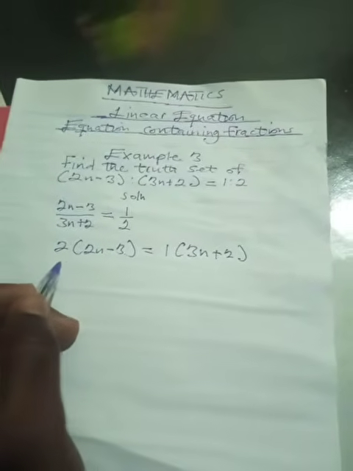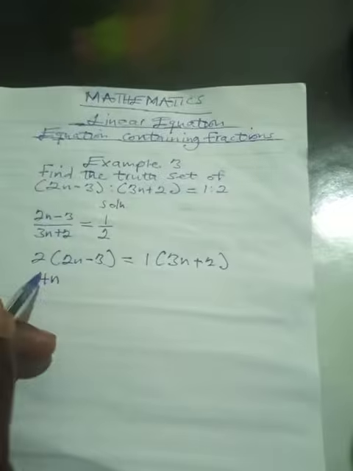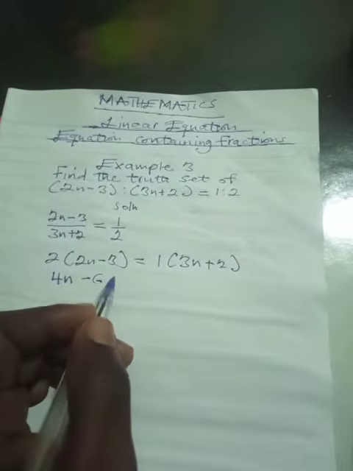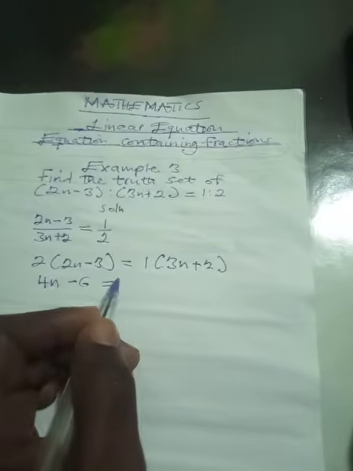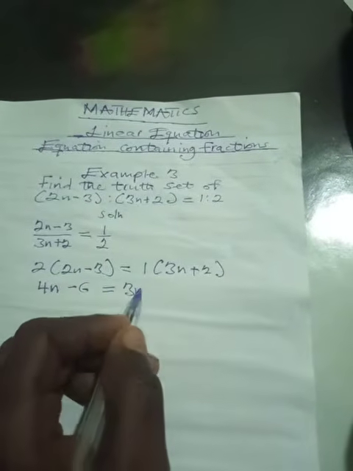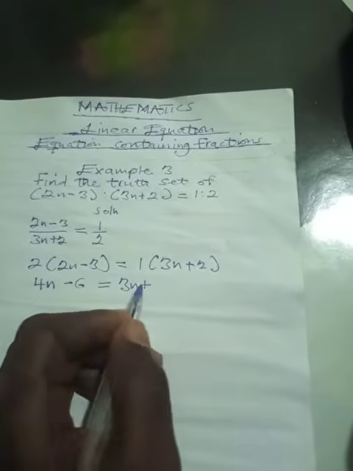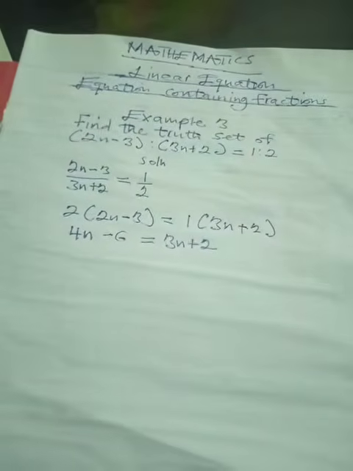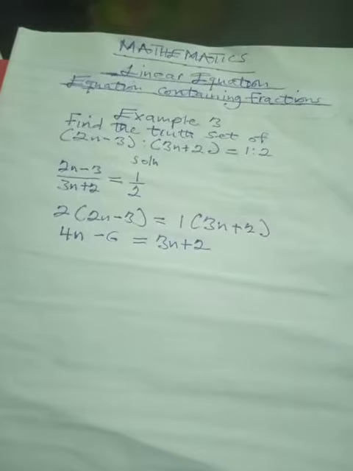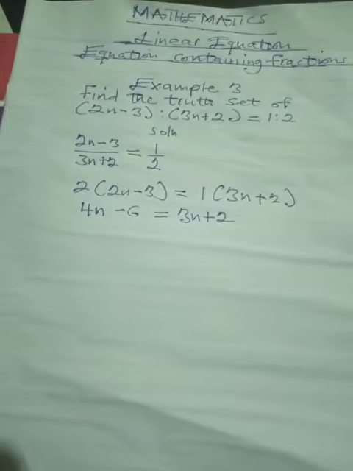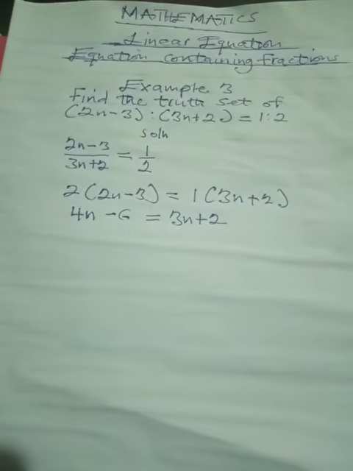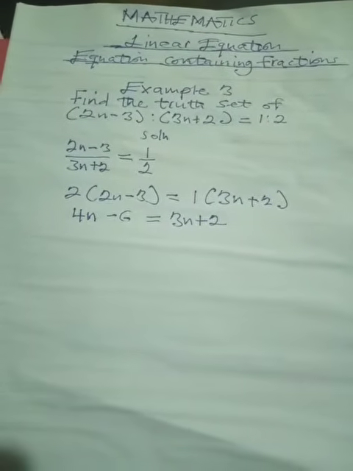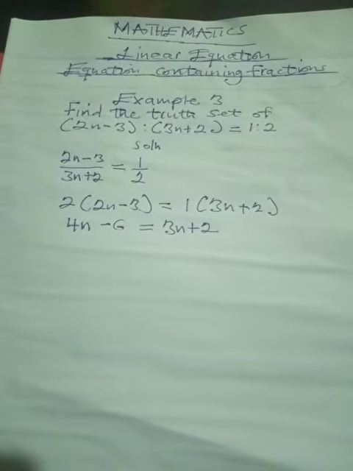So you get 4n minus 6 equal to 3n plus 2. Yes, so now you have expanded the brackets. What will be the next step? The next step is to group the like terms, right? Yes, so now we are supposed to group the like terms.